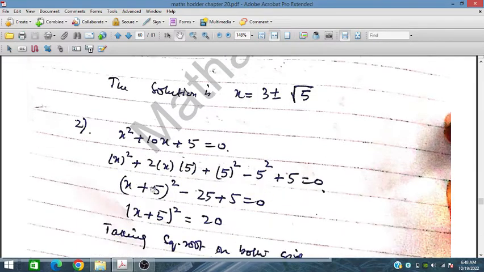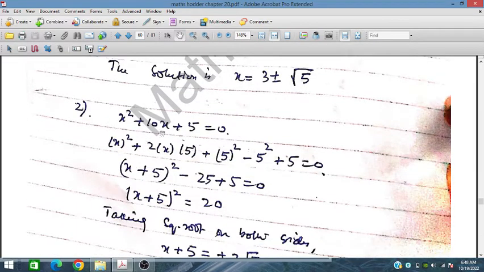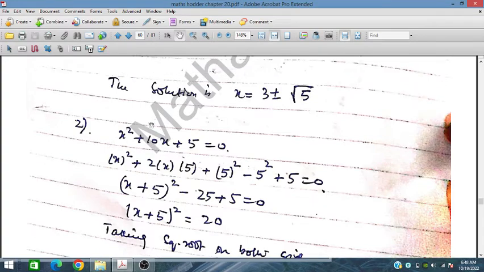Similarly for this one, x square plus 10x plus 5 is equal to 0. We use these two terms to make a perfect square. So x square plus 2 times x times 5, since 5 multiplied with 2 gets 10. We have 5 square here and then minus 25 for the remaining. From the first three terms we have a perfect square, a plus b whole square, and this is 25 and minus 20. So minus 20 placed on the right hand side is plus 20.